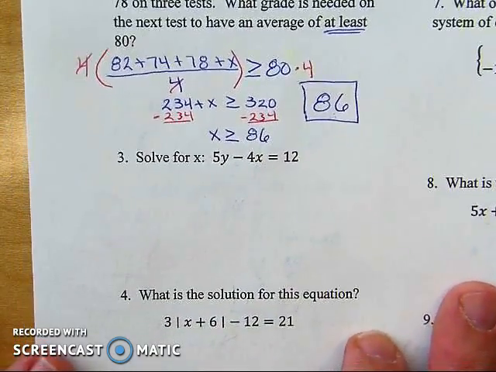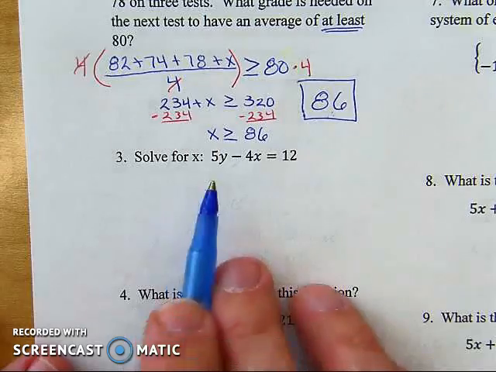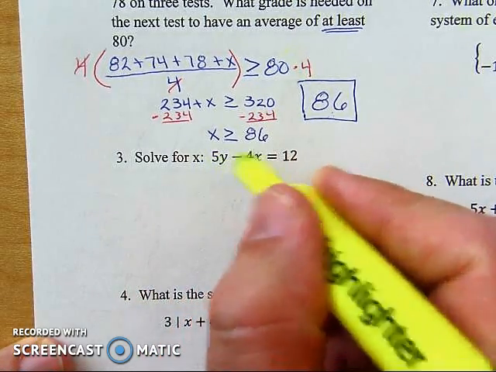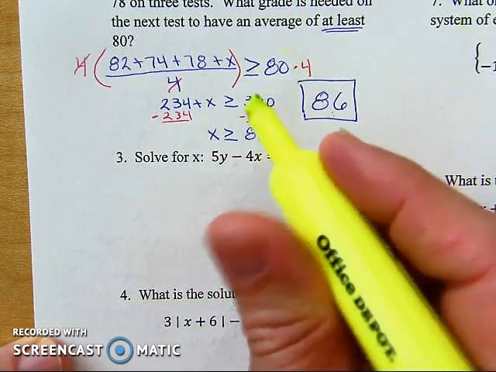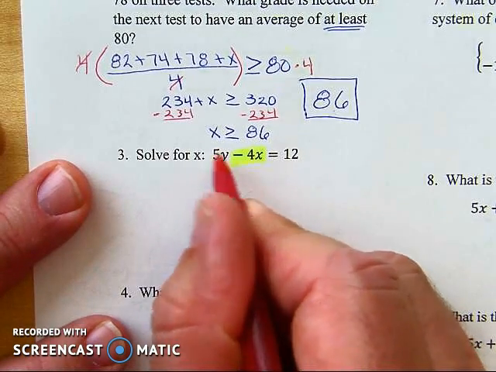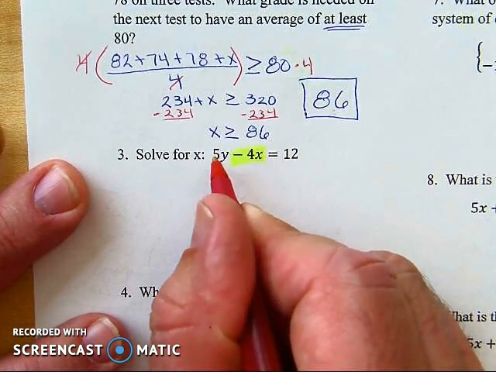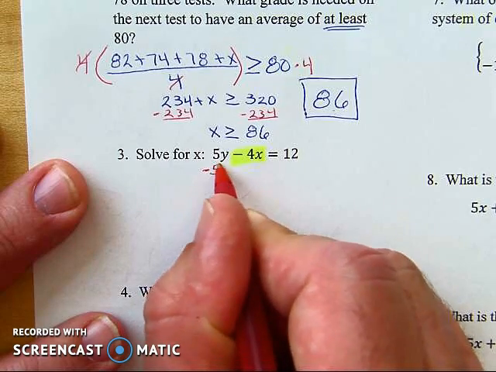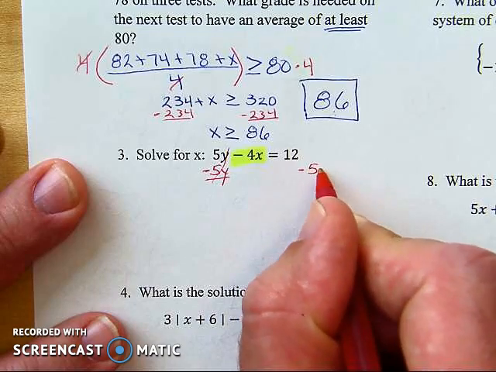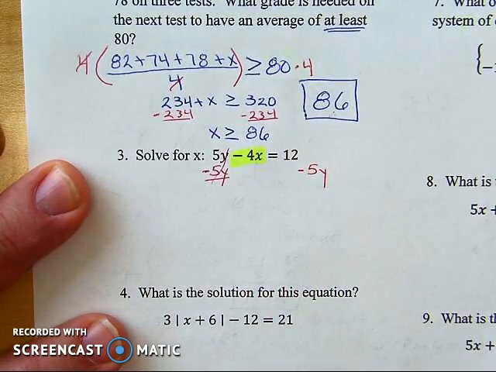All right, number 3 is a literal equation. This time we want to solve for x. So the first step is going to be to get the term involving the x all by itself. So right now I've got this 5y. So it's positive, so I'm going to subtract 5y from both sides. That would make it go away, although it's not really going away, it's just going to the other side.